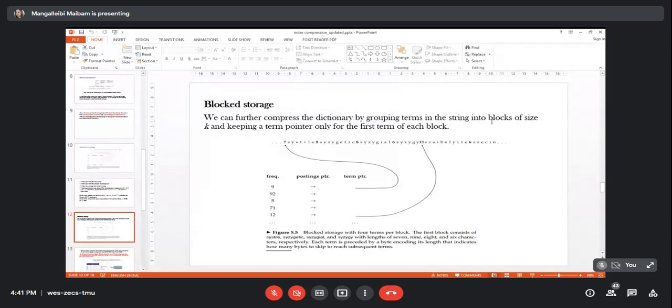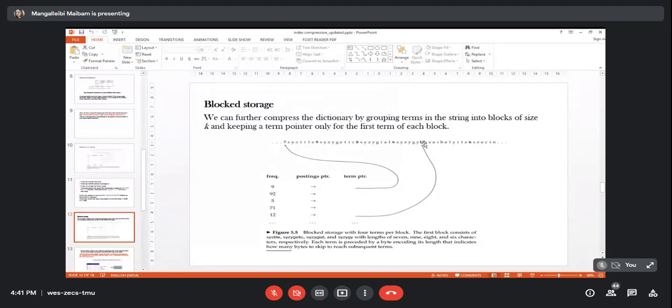By grouping the string into blocks of size k and keeping a term pointer only for the first term of each block. Since this block contains 4 terms and systile is the first term, we are giving the pointer here at the first term, that is systile. Since systile has 7 characters, we are giving the pointer here at 7. Now, systole one word, syzygetic one word, syzygial one word, syzygy one word. So, 4 terms are there in this block.